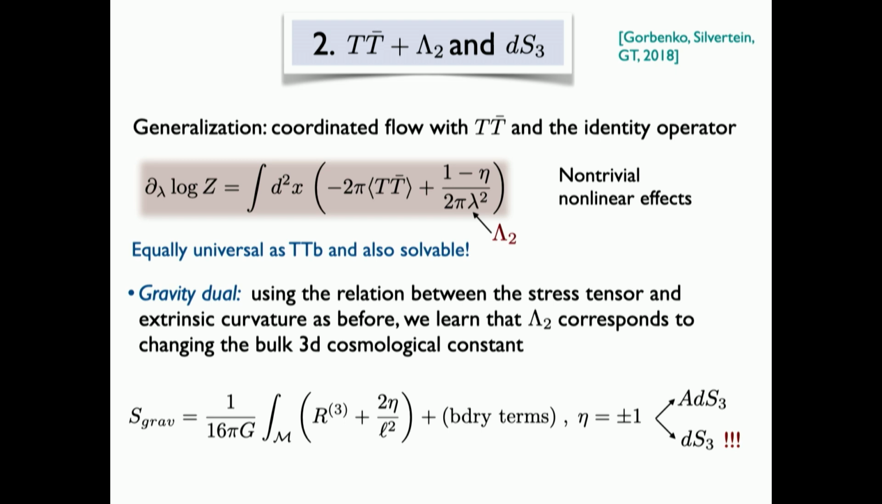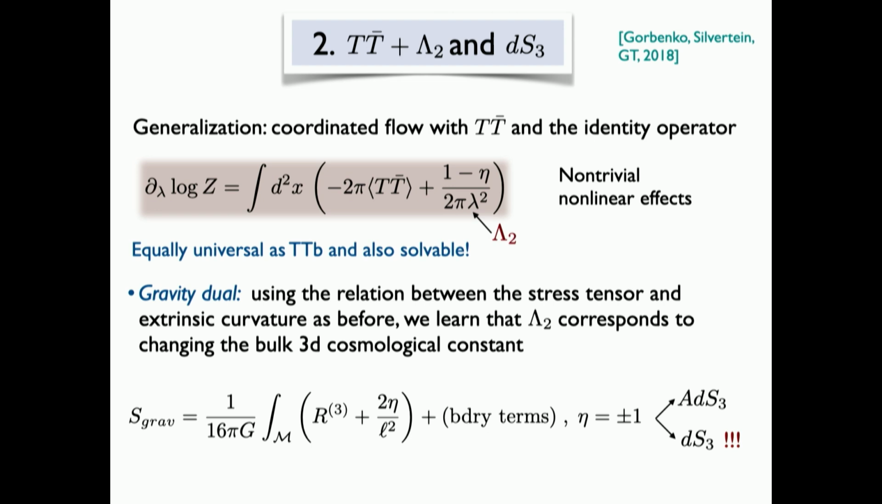Okay. For convenience, I'm calling the constant that appears here 1 minus eta. Okay. And even though it's the identity operator, this turns out to have quite non-trivial nonlinear effects, precisely because at each step we have to recompute T, plug back, resolve, and so on. Okay. And we'll see examples of its effect. Okay. The key point for us is that this lambda2 is equally universal and also solvable as TTbar, and we'll see how it works out.